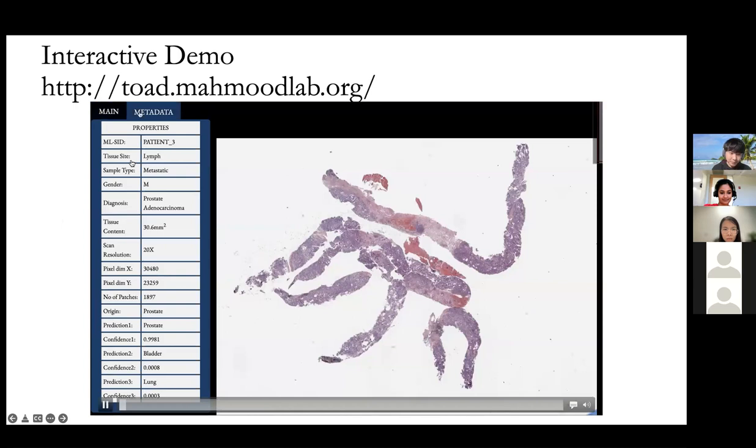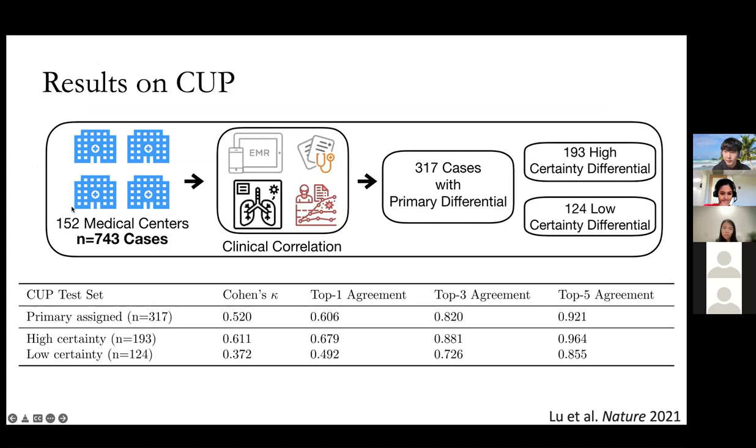Lastly, we looked at the model's predictions for CUP cases that were assigned a primary differential and how often they agreed with the differential diagnosis assigned. We noted an agreement between the model's top prediction and the primary differential in around 60% of the cases, while the top three agreement is over 80%. Additionally, based on the language used in pathology reports and the EMRs, we divided diagnoses into high certainty and low certainty, and witnessed much higher agreement within the pool of high certainty cases.